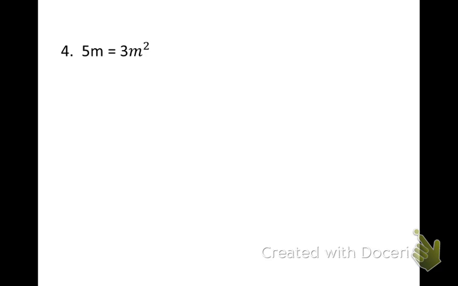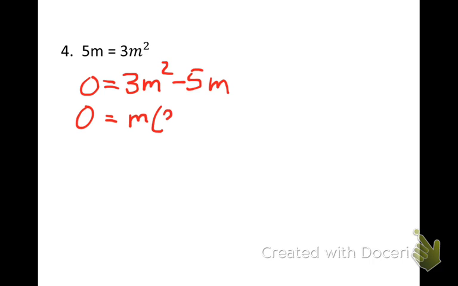And in this problem, again, it's not set equal to 0. I like to keep my m squared positive, or my biggest power positive, so I'm going to subtract 5m from each side and get 3m squared minus 5m. That way I won't have to deal with negative signs. You can deal either way. But so what do they have in common? They have an m in common here. So I'm going to factor the m out, leaving me 3m minus 5.